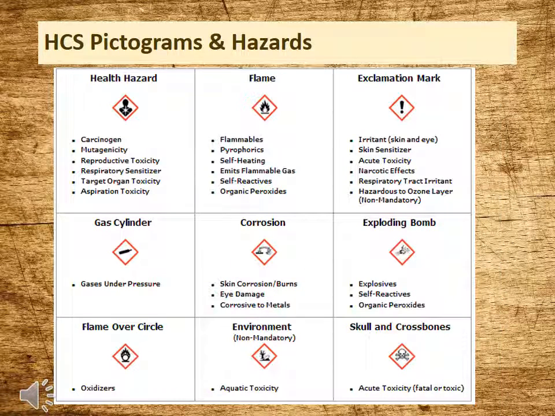Now take a look at the HCS pictograms and hazards. There are 9: the health hazard, the flame, the exclamation mark, the gas cylinder, corrosion, exploding bomb, flame over circle, environment, and skull and crossbones.